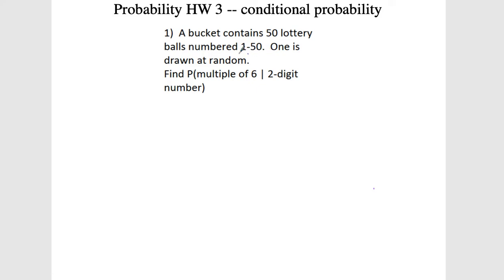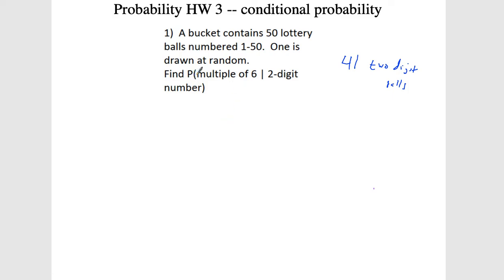So we can eliminate balls numbered 1 through 9. Even though you think, oh, 2-digit number, 10 to 50, some people might think, oh, that's 40 balls. It's actually 41. There's only 9 single-digit numbers. 10 to 50 is 41. So we know there are 41 2-digit balls.